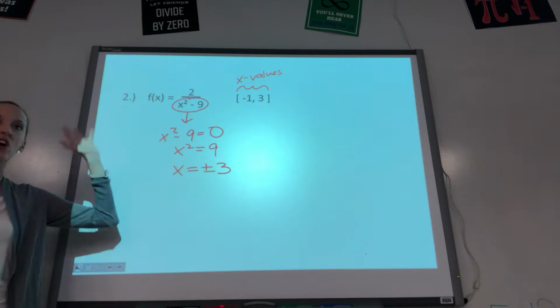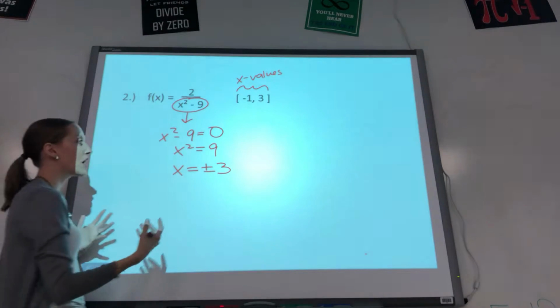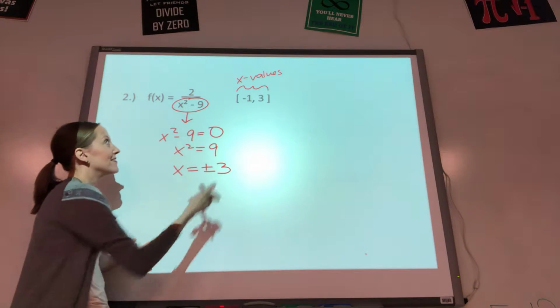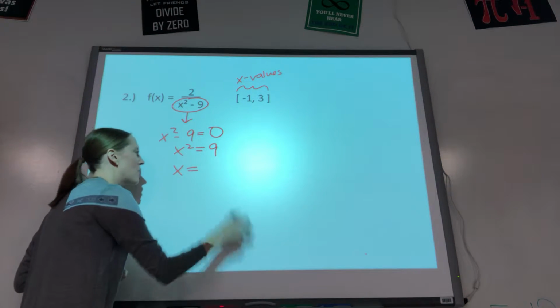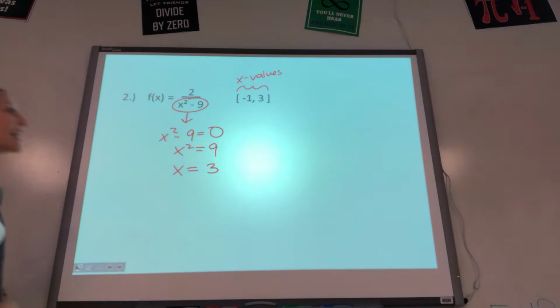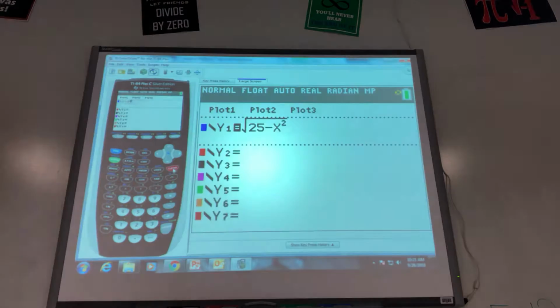Anyone know which one I don't have to worry about? -3. Why don't I have to worry about -3? Yeah, it's not even in the interval. So the only x value I'm concerned about really is x equals 3. I want to look on my graph and see what's happening at x equals 3.